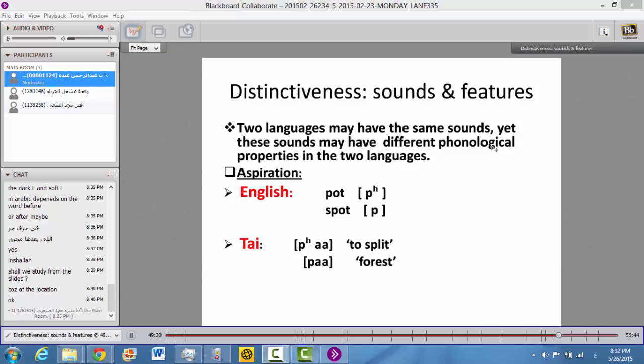We go back to the distinctiveness of sounds. Sounds, we said, are distinctive or non-distinctive. Again, accordingly, the features are going to be either distinctive or non-distinctive. So two languages may have the same sounds, yet these sounds may have different phonological properties in the two languages. For example, in English and Hindi, in one of them they are going to be phonemes, and in the other they are going to be allophones.